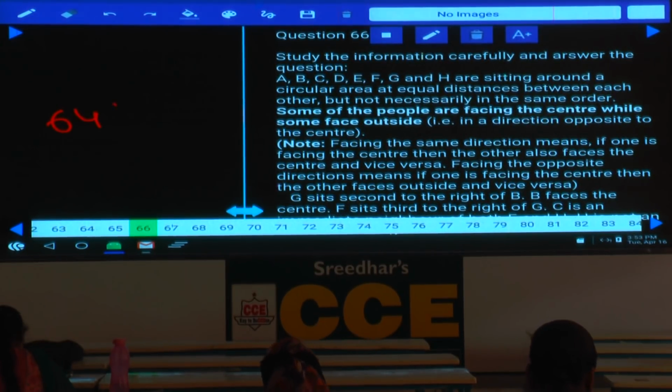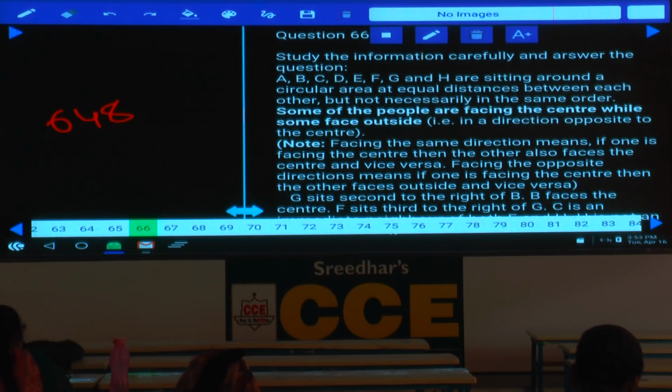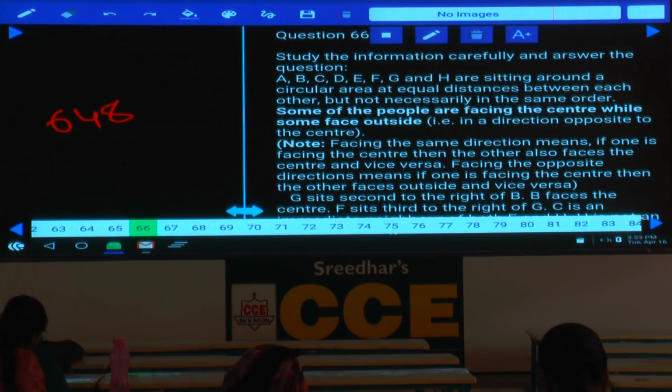Paper number 648. Now in this 648, question numbers 66 to 70. Now it is based on circular arrangement.